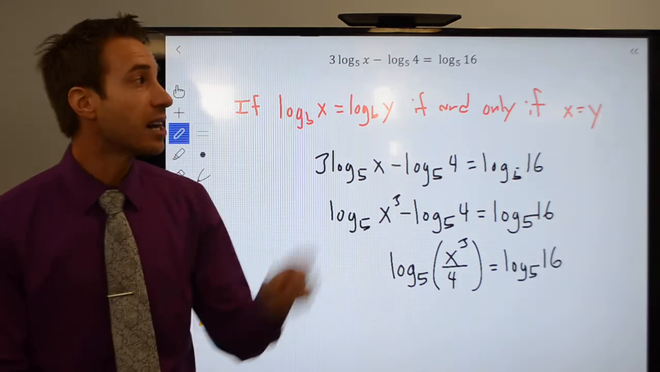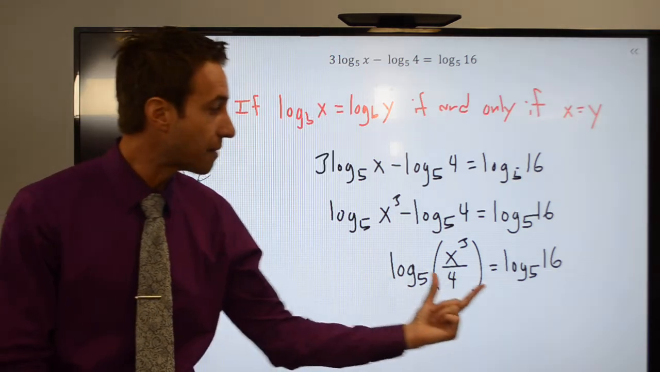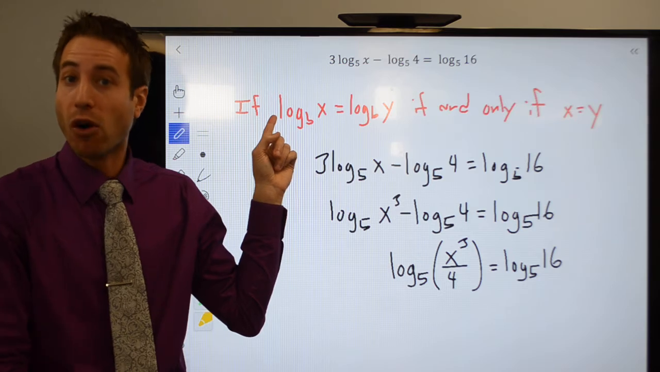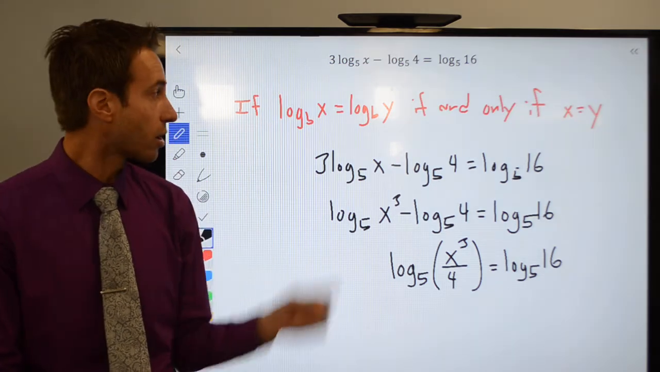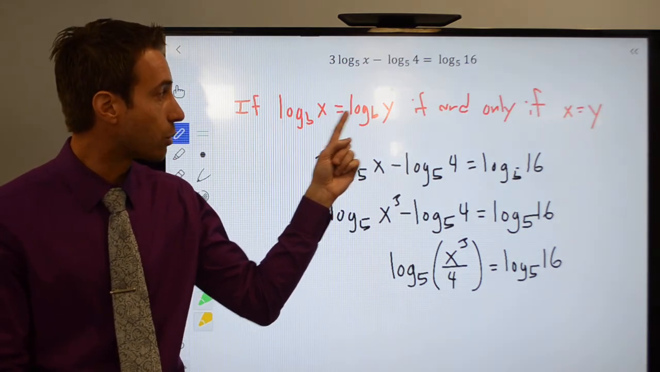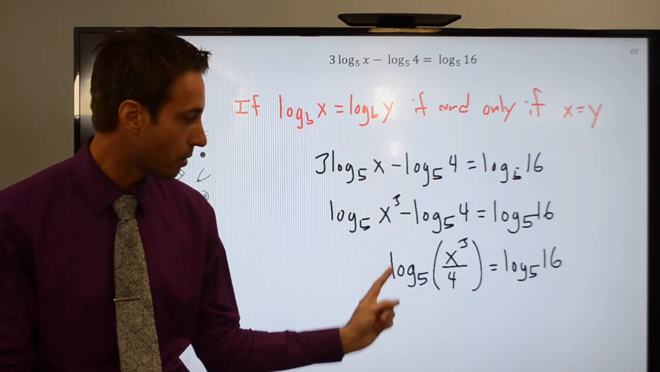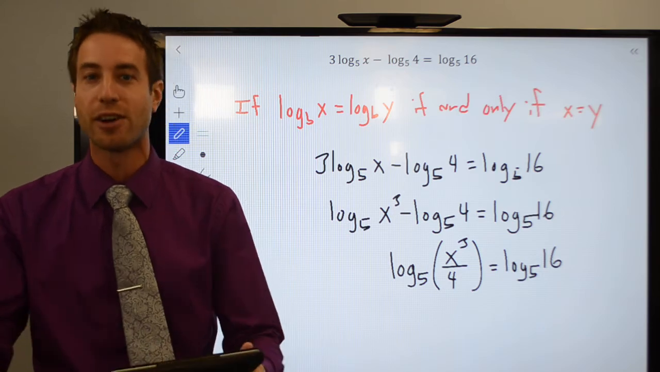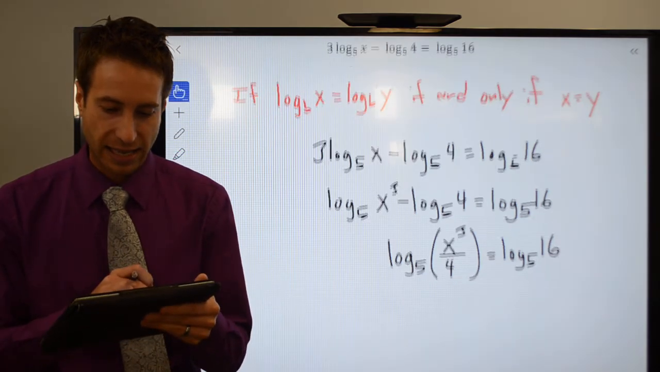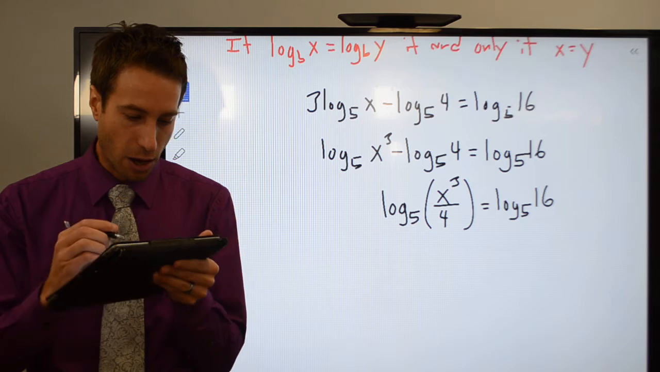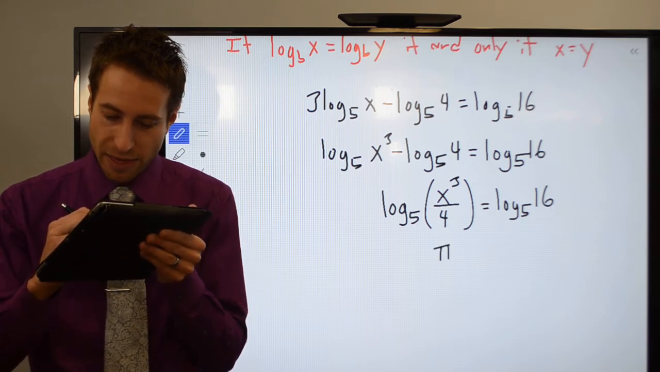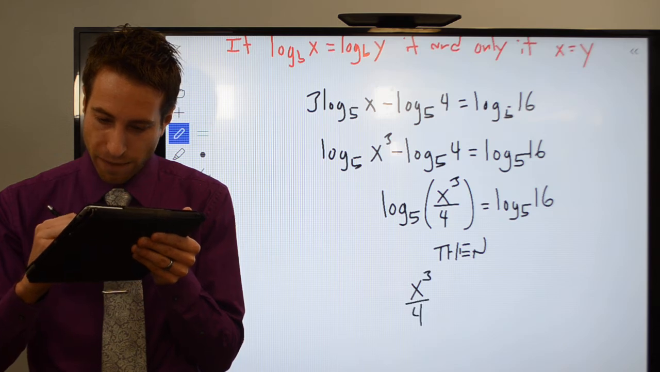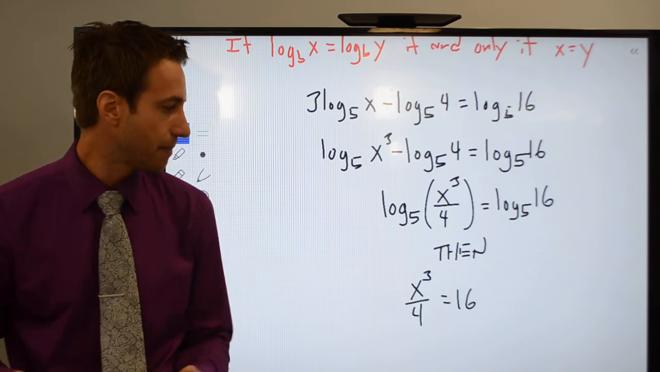Perfect. Now what I've done is using those properties of logarithms, I've simplified it to the point now where my equality property of logarithms now works. I have a log base b of an argument equals a log base b of another argument, log base 5, set the arguments equal to each other and solve for x. All right, so here we go. I know that then x to the third divided by 4 is equal to 16.